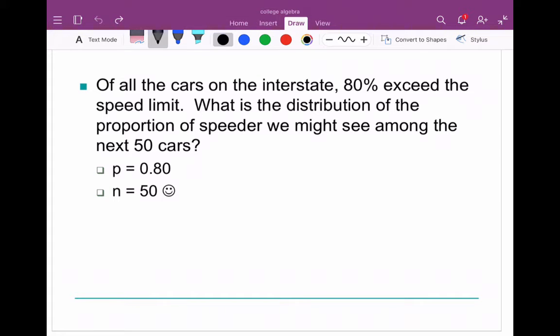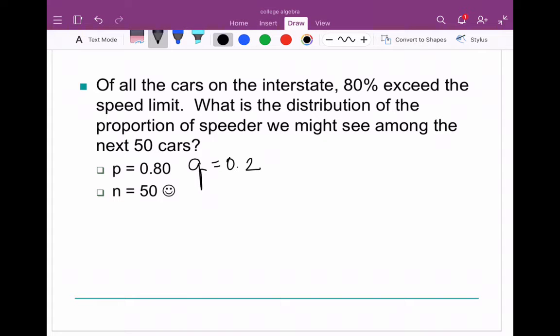Looking at our first example, of all the cars on the interstate, 80% exceed the speed limit. We want to know what is the distribution of the proportion of speeders we might see among the next 50 cars. So to break this down, our proportion P is 0.8, so that means Q, which is 1 minus P, is going to be equal to 0.2. And then our sample size is 50.